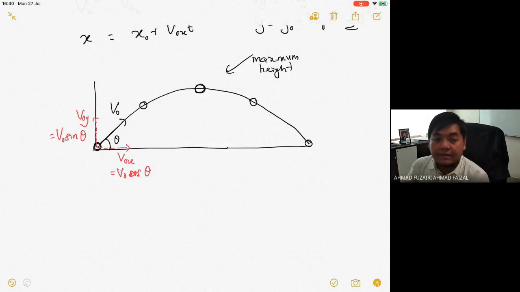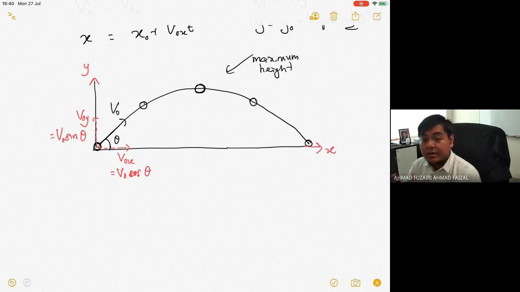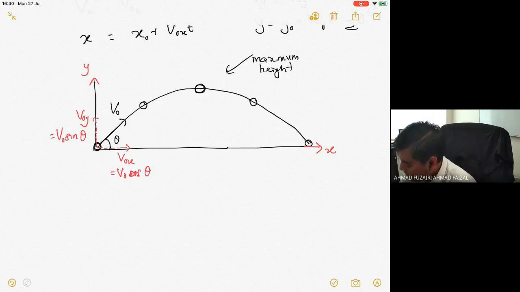Okay, why? Because we have to consider the angle. So when it launches, it also moves in y, and x exists simultaneously. That's why we call it motion in two dimensions. So in position number two, you can see that the object has its own velocity.